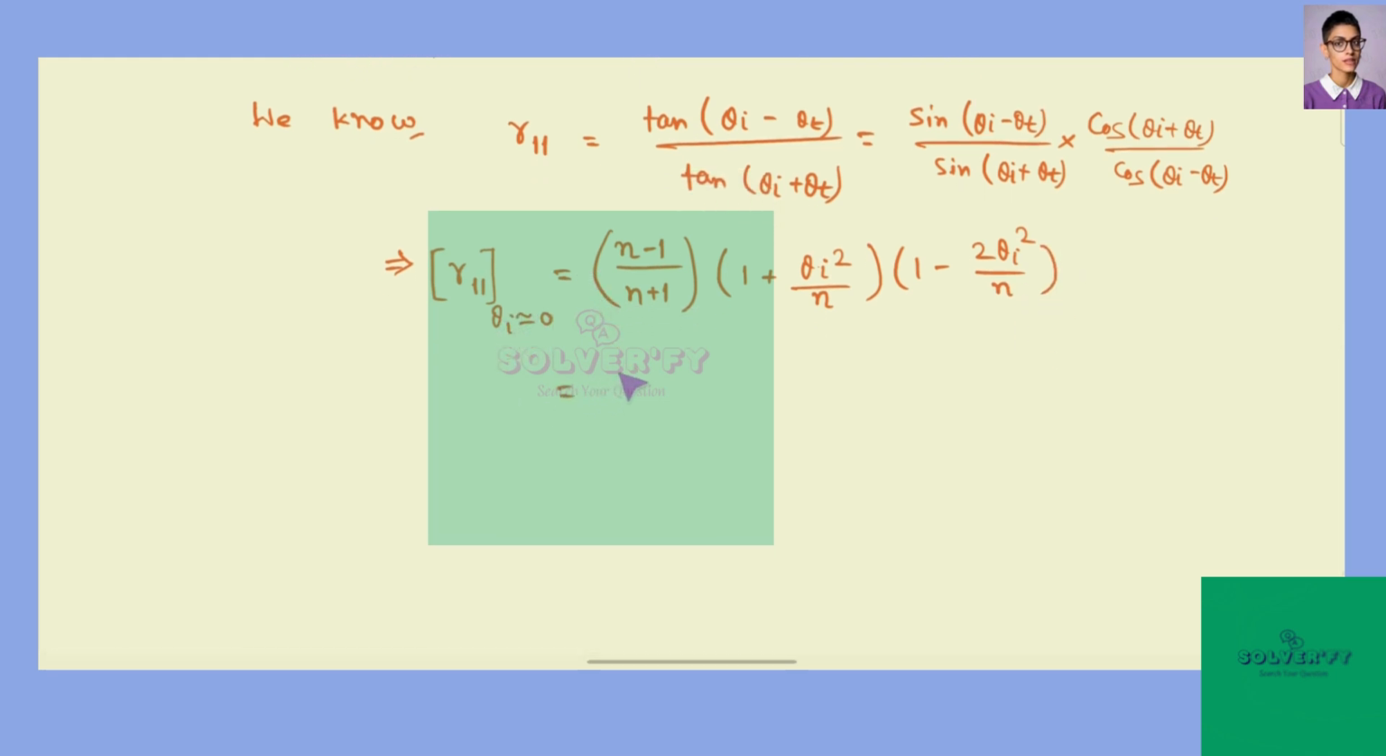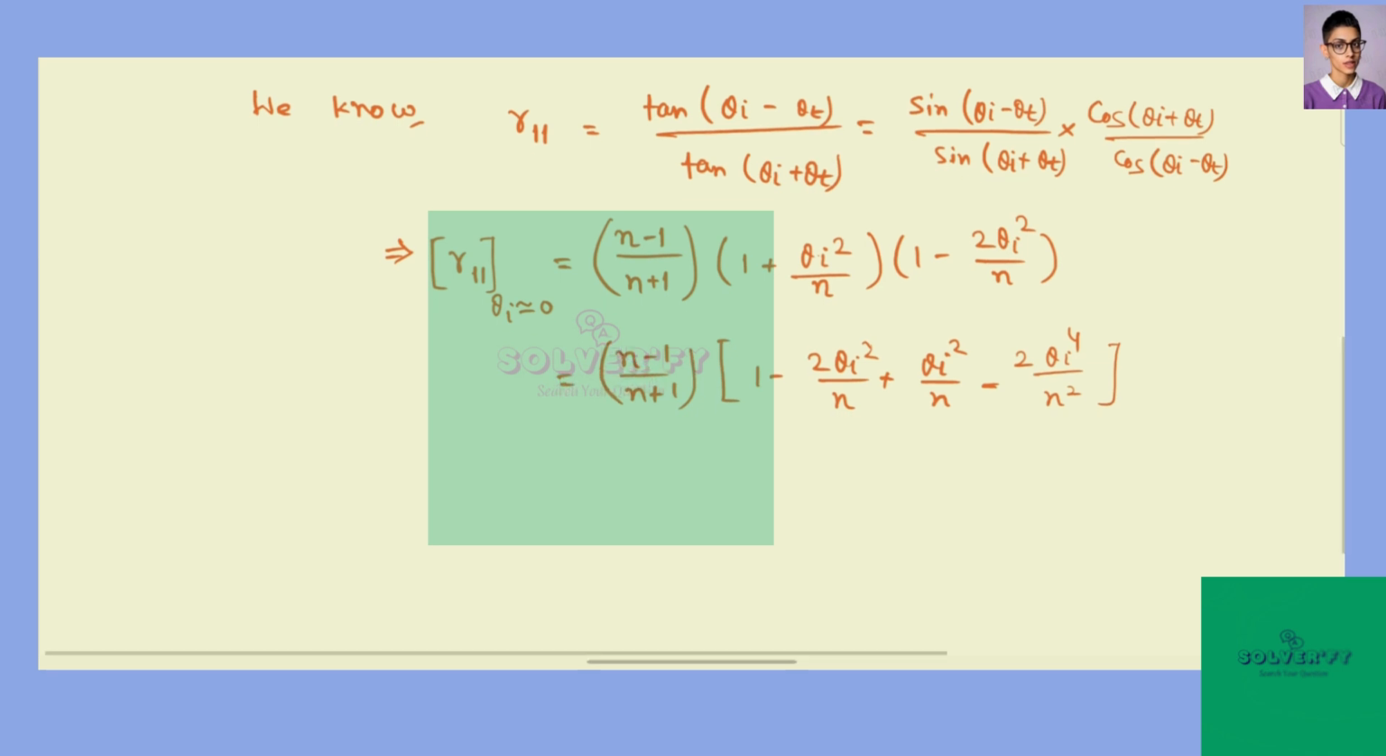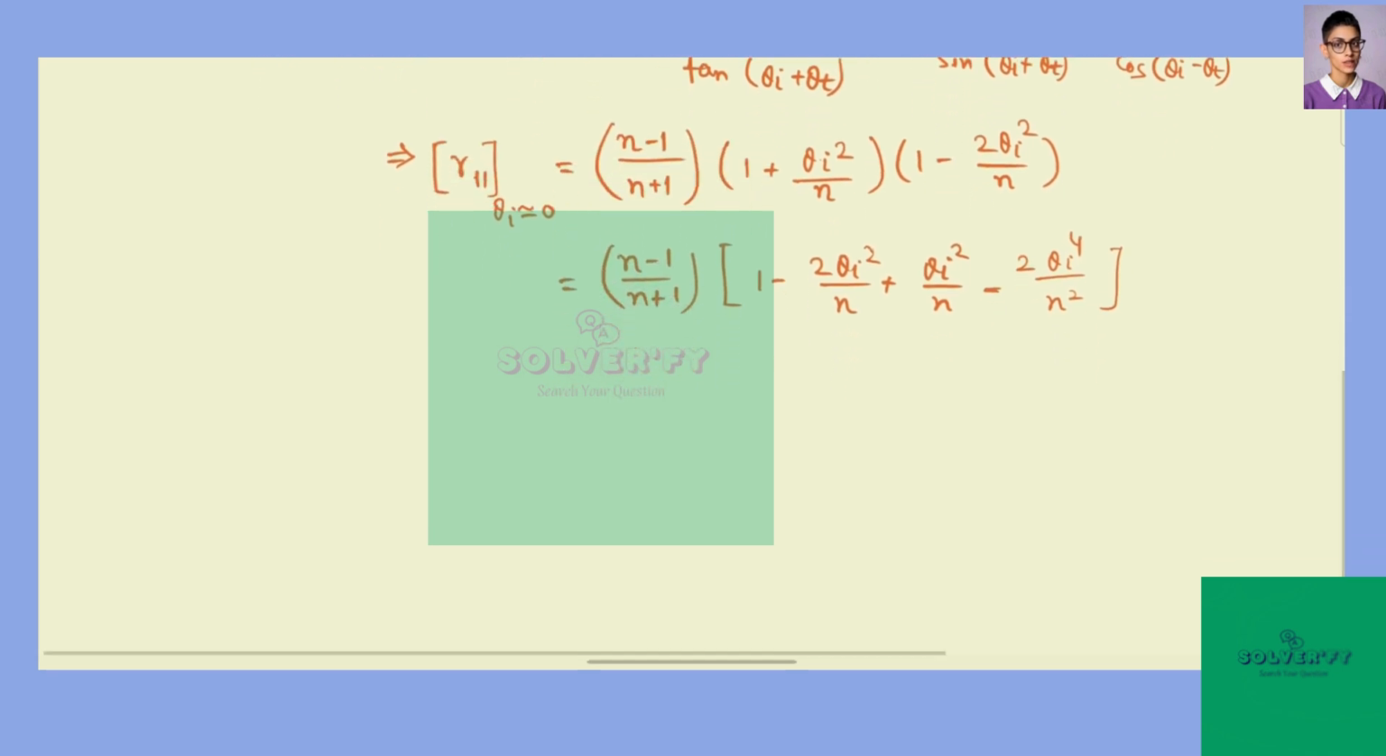So the further simplification of this will give us (n minus 1)/(n plus 1) into 1 minus 2 theta I square by n plus theta I square by n, minus 2 theta I to the power 4 by n square. Now again, as theta I is a small quantity for nearly normal incidence, we can neglect the higher order terms of theta. That means we can neglect this last term, or we can equate it to 0.